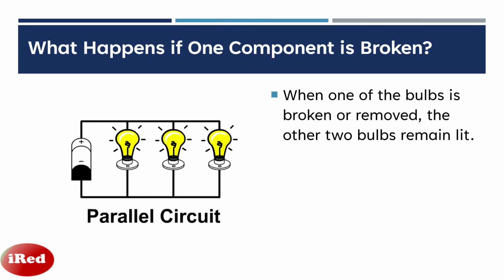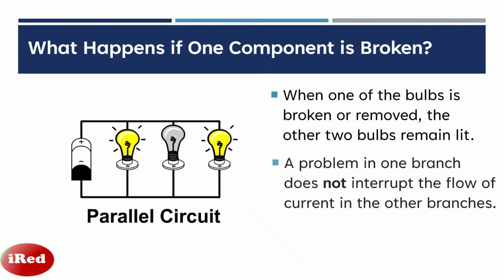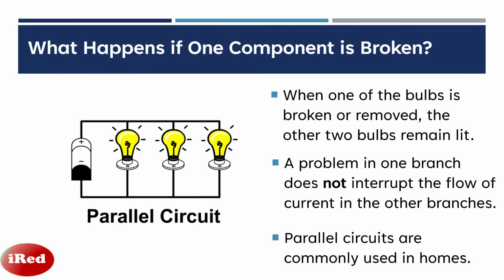This demonstrates one of the most important characteristics of parallel circuits. Each branch operates independently. So a problem in one branch does not interrupt the flow of electrons in the other branches. That is why parallel circuits are commonly used in homes. If one light bulb burns out, the other bulbs continue to work normally because each one is connected on a separate branch.